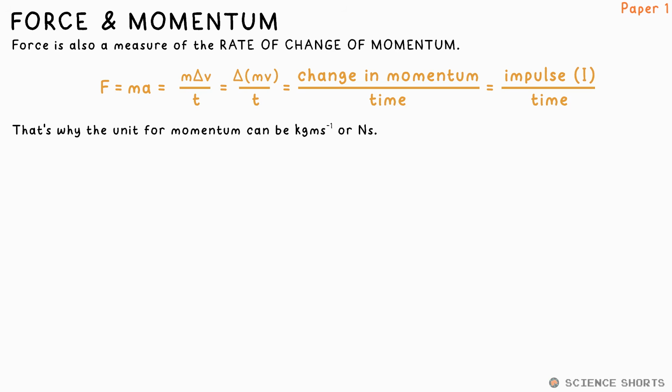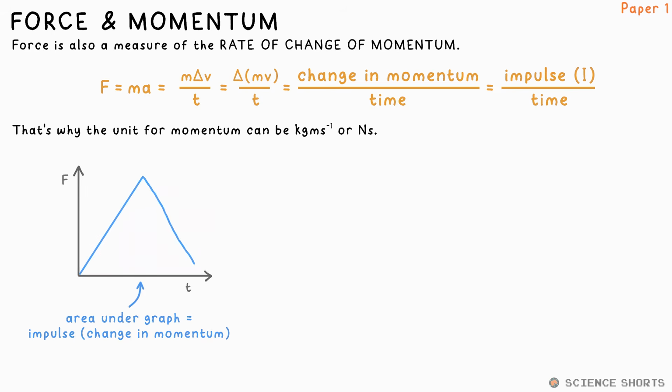If you draw a graph to show how the force acting on an object changes over time, the area under the graph gives us the impulse, the change in momentum. So if the object was stationary initially, it will now have that momentum due to the impulse provided to it.